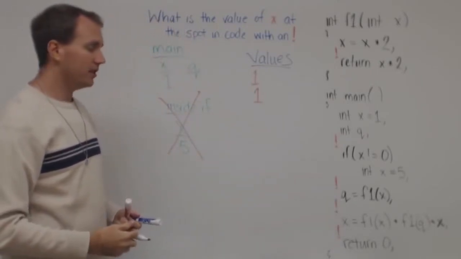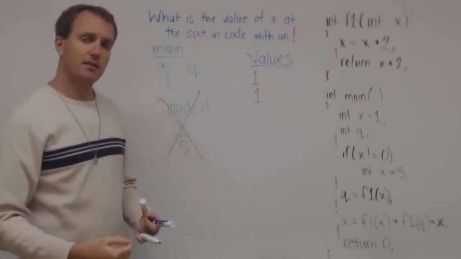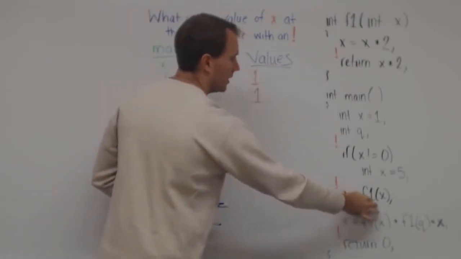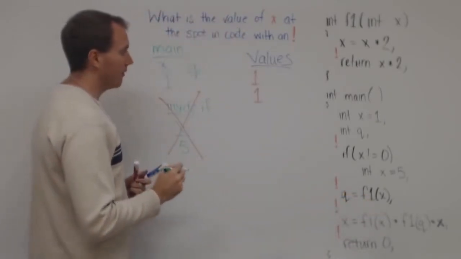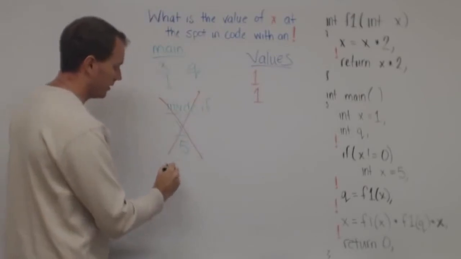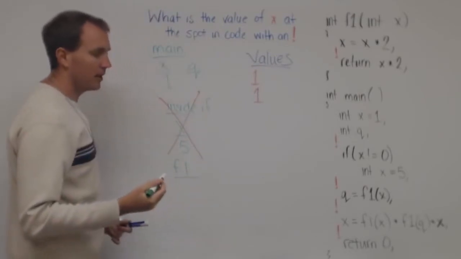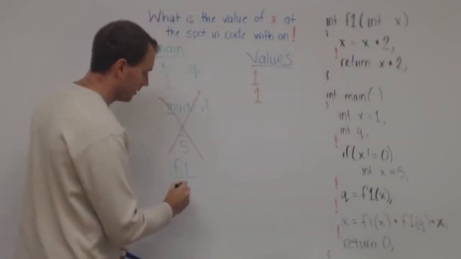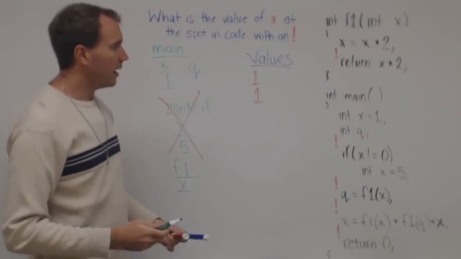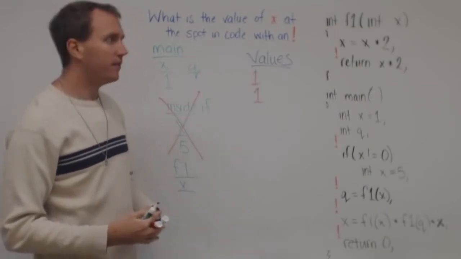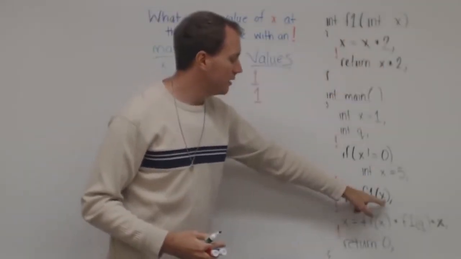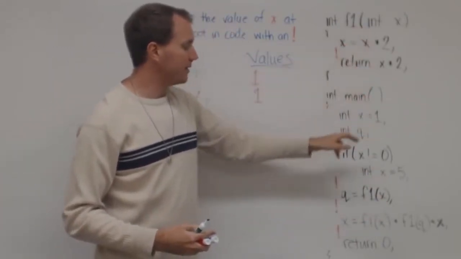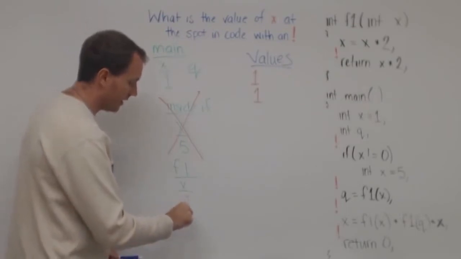Then we go to q equals f1 of x, which is a function call, and the value that's returned is assigned into q. So the first thing we have to do is set up our space for our function, and it takes one thing, an integer x, and it is assigned the value, since it's passed by value. This is evaluated 1, that value is passed into f1, so it is assigned the value 1.